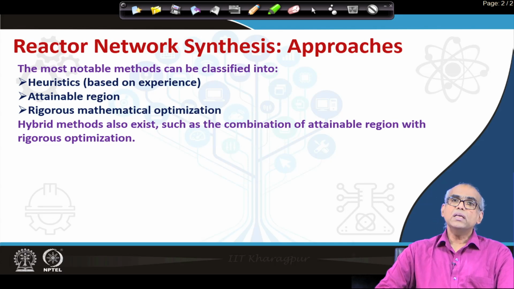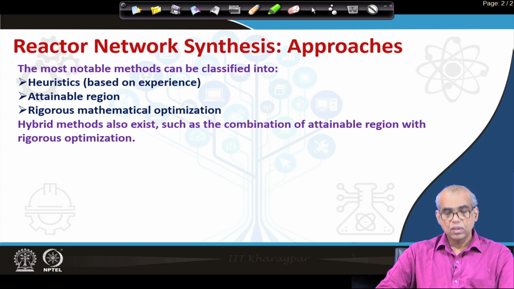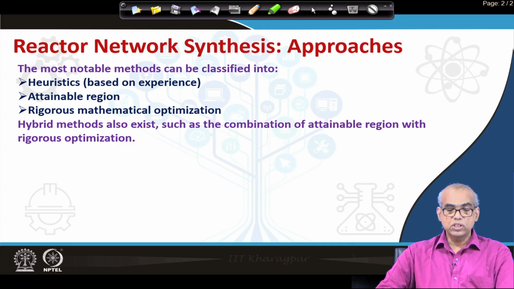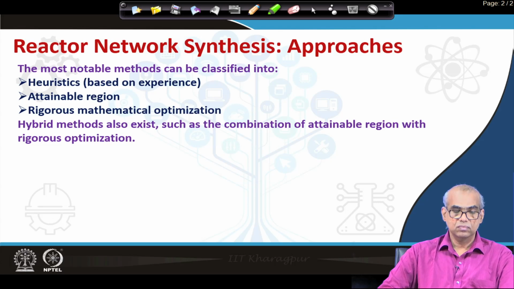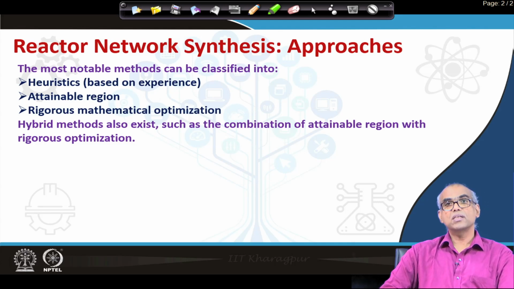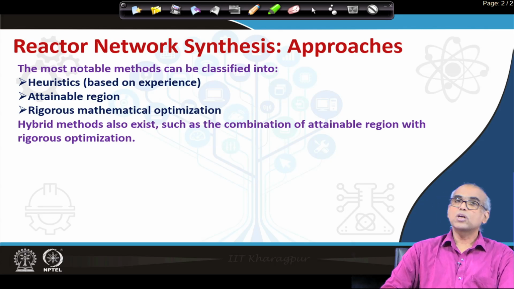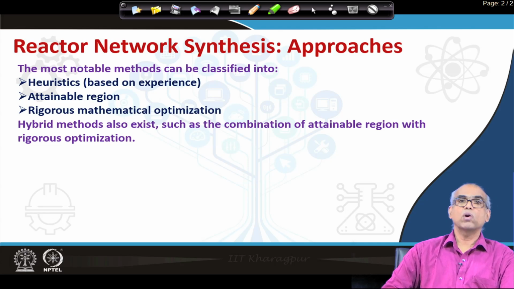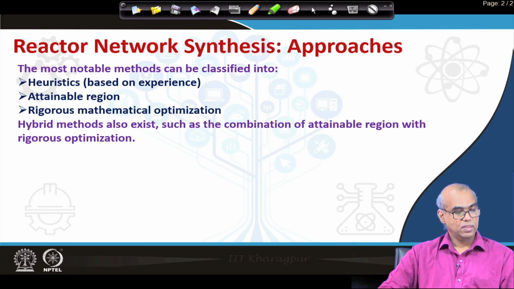Now, broadly there are three approaches for addressing the reactor network synthesis problem: heuristics, which is based on experience, the method of attainable region, and rigorous mathematical optimization. Hybrid methods also exist, such as a method which combines both attainable region as well as rigorous mathematical optimization technique.